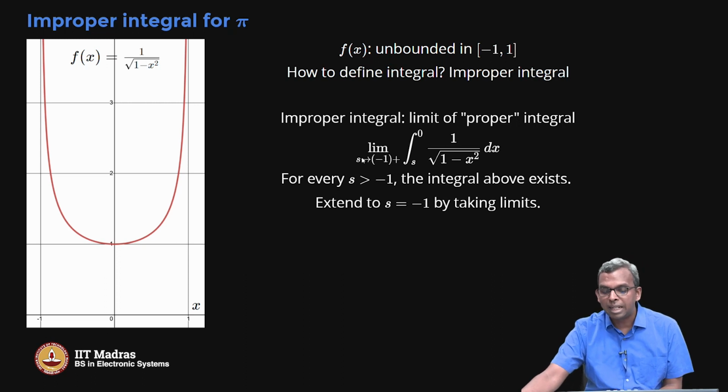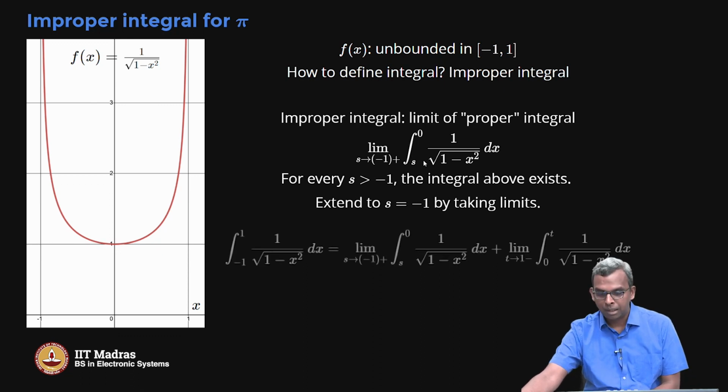So in the limit as s tending to minus 1 plus, if this limit exists after this integration, then we define that as the improper integral. Instead of writing this limit, I will simply write minus 1 here. But you have to know that there is a limiting operation here, and people quite often get into trouble if they forget that there is a limiting operation. But in general, we will simply write it as minus 1.